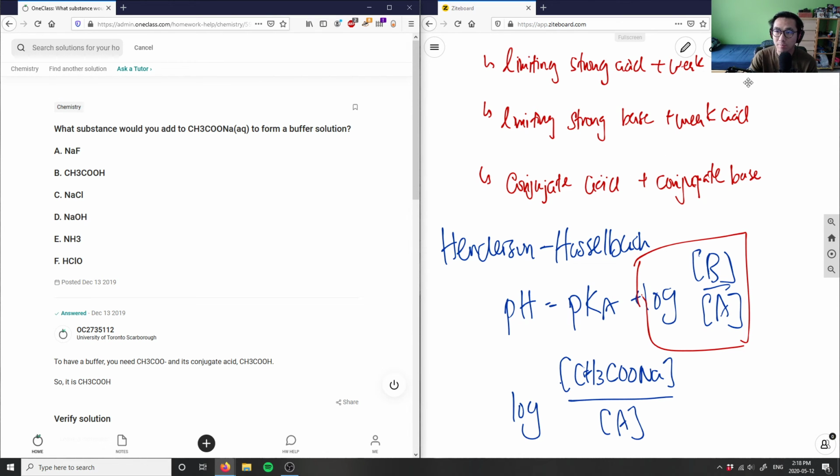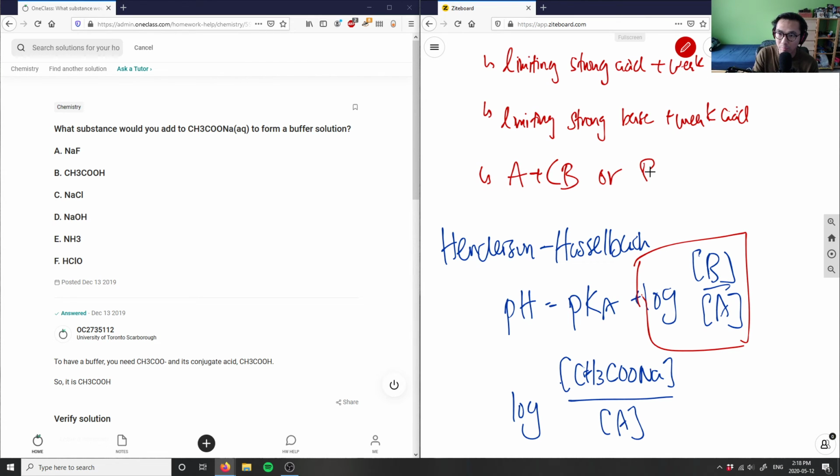And this is acetic acid because I'm following rule 3 here. Rule 3 is it's acid and conjugate base. So I'm going to rephrase this as either A plus CB or B plus CA, meaning acid plus conjugate base or base plus conjugate acid. And in this case specifically, we have base and conjugate acid, right? CH3COONa is indeed a base. So what we need is its conjugate acid. And we know the conjugate acid of CH3COONa is acetic acid, which is CH3COOH.